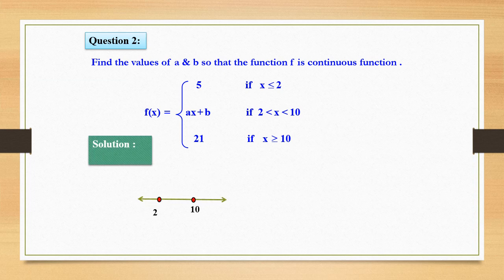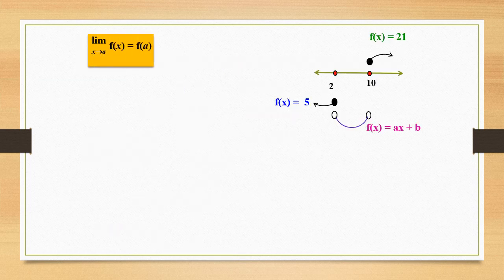So we can see there are 2 points in the given function where we need it to be continuous. The first point is 2 and the second point is 10. So first we will simplify considering the point 2, then using the point 10. So see the limit of the function at 2. First we will calculate LHL, RHL and the value of the function at 2.